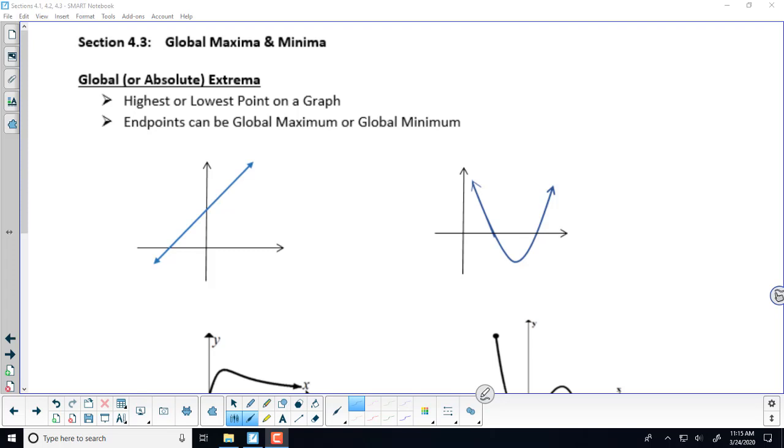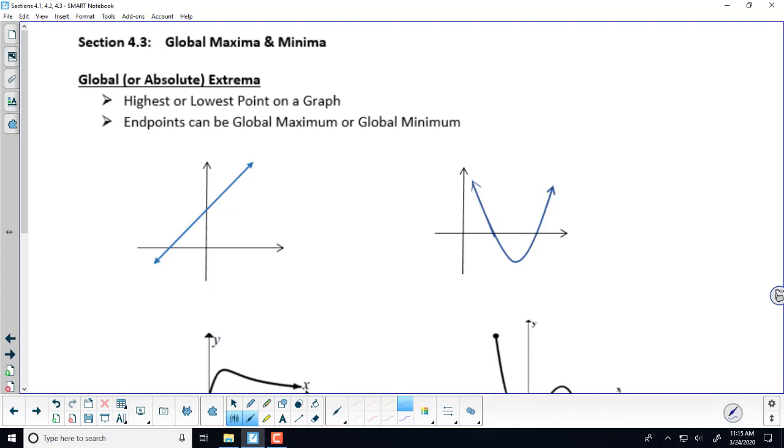Okay, so anyway, sometimes they're called absolute extrema: absolutely the highest point, absolutely the lowest point. All right, so let's talk about this. The thing that's different now is if we have endpoints, they can be a global max or global min. Remember, local max and min cannot be at endpoints, but global can.